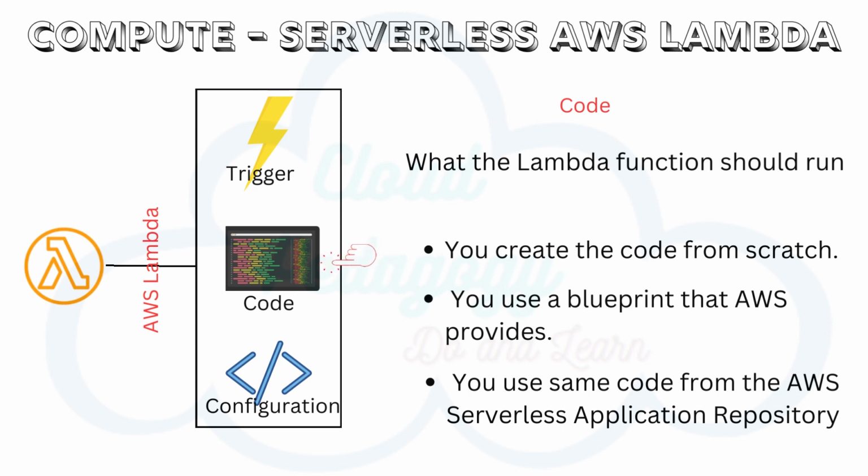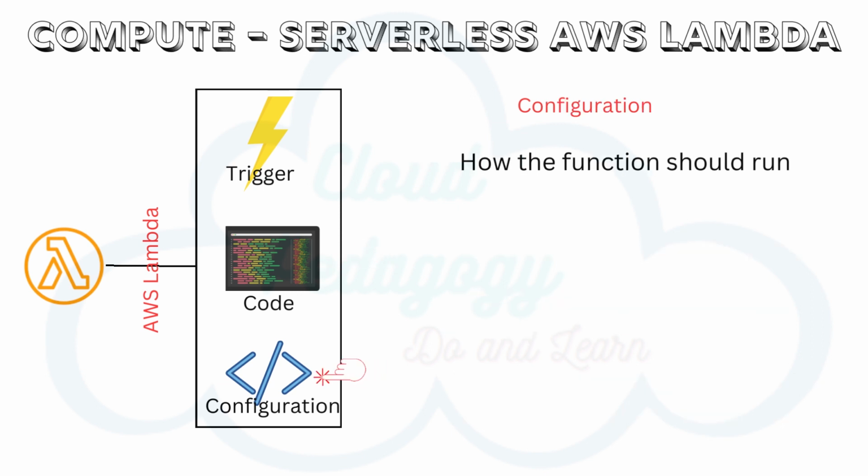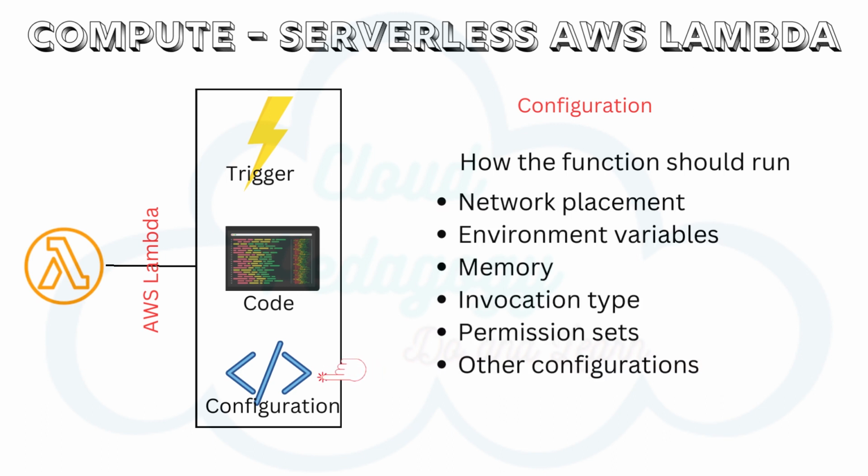When you create your Lambda function, you choose the runtime you want your code to run in. There are built-in runtimes such as Python, Node.js, Ruby, Go, Java, .NET Core, or you can implement your Lambda functions to run on a custom runtime. Next, the configuration of a Lambda function consists of information that describes how the function should run. In the configuration, you specify network placement, environment variables, memory, invocation type, permission sets, and other configurations.